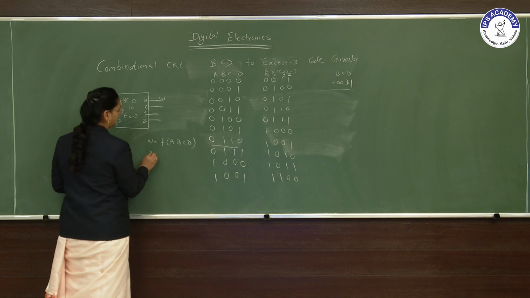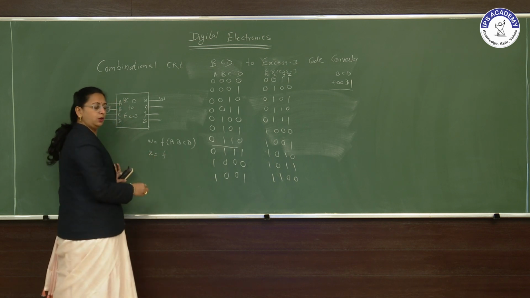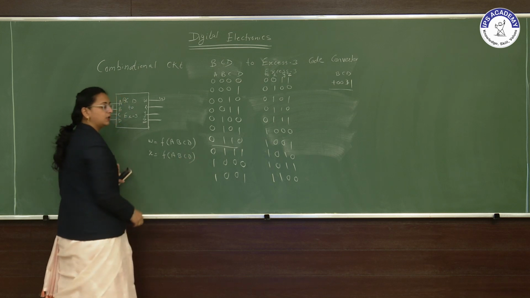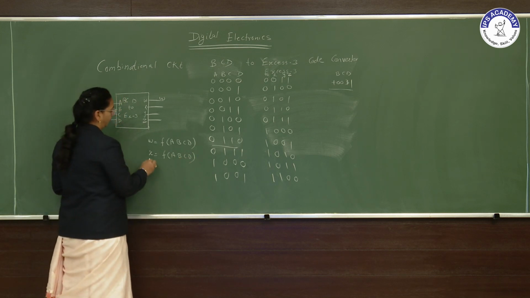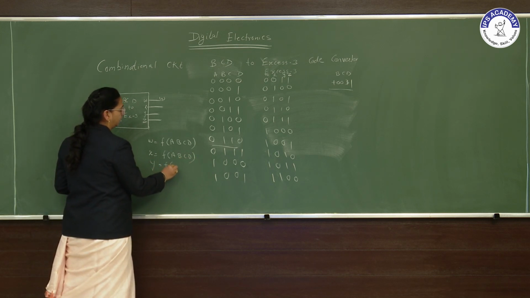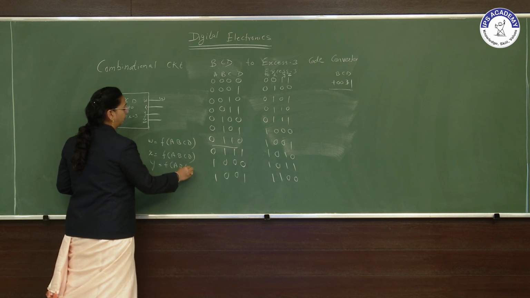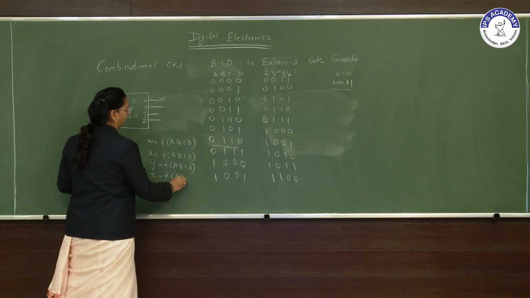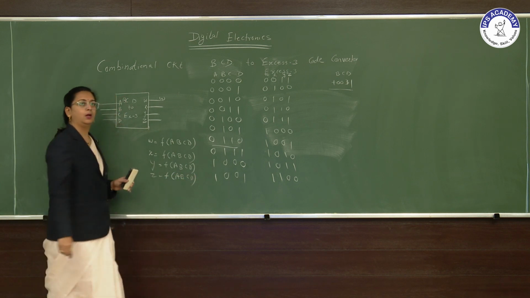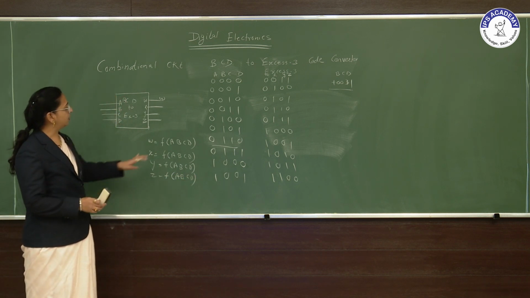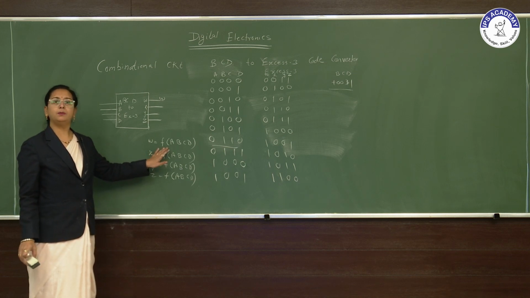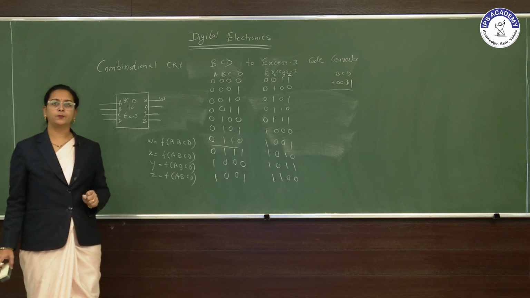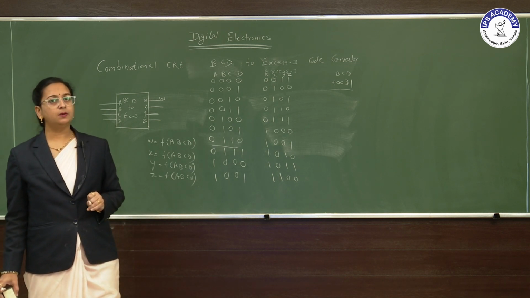Similarly, X will have a Boolean function again of 4 variables A, B, C, D. So this X will depend on A, B, C, D. Next, Y will also depend on A, B, C, D, and Z will also be a function of A, B, C, D. Now we have to find out these Boolean functions. So we can implement this Boolean function and find the combinational circuit. So how will we find this Boolean function?